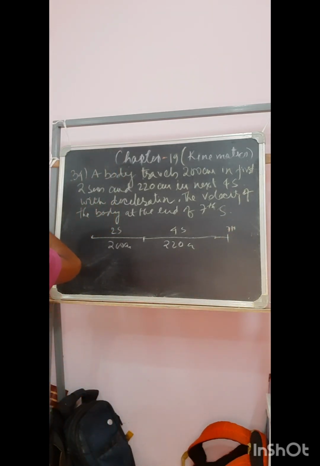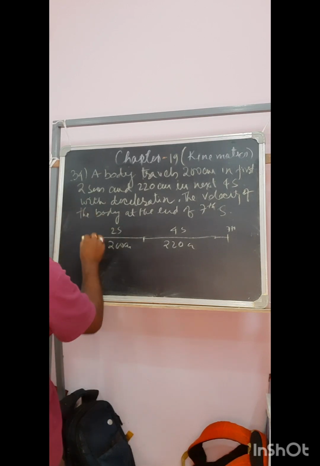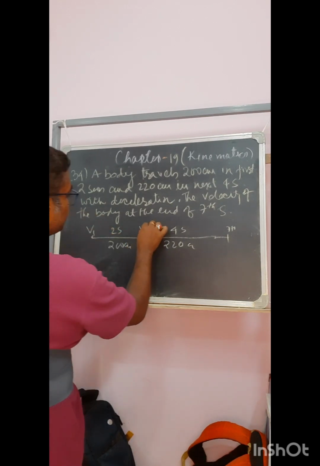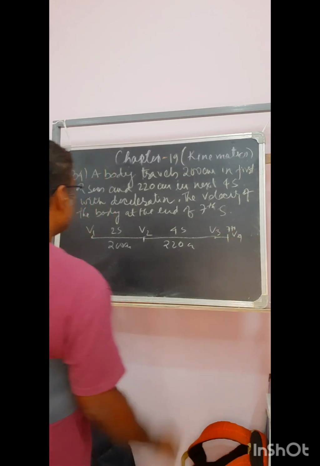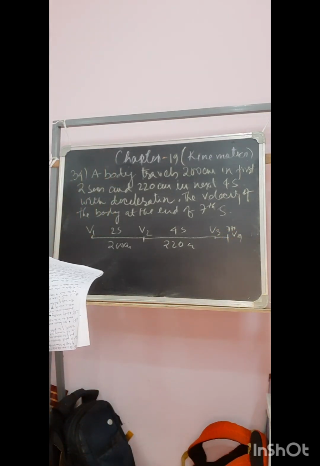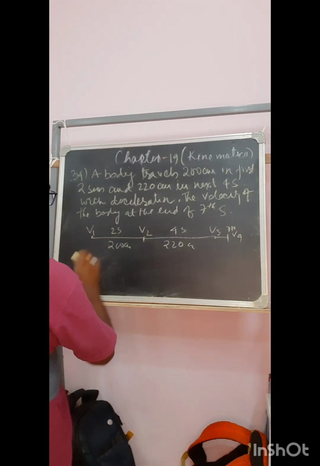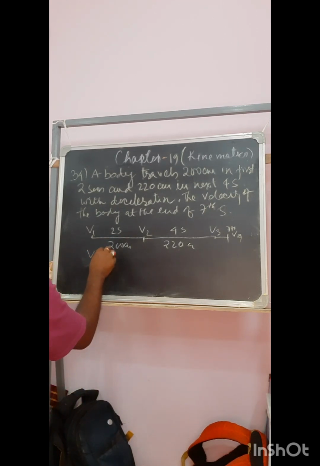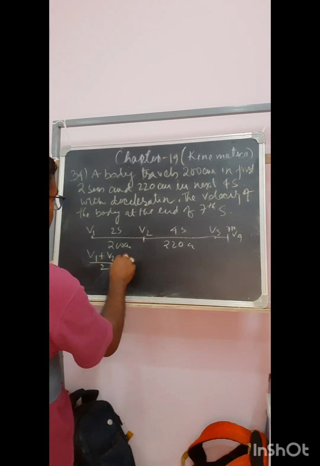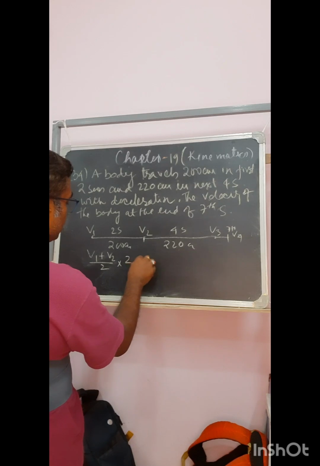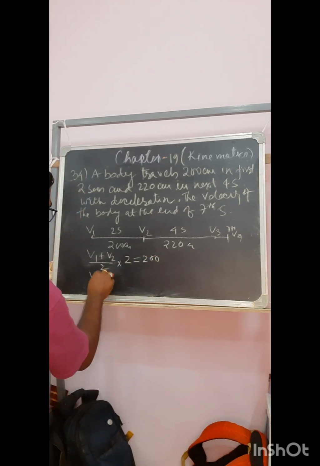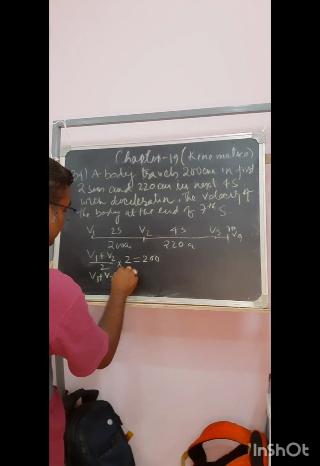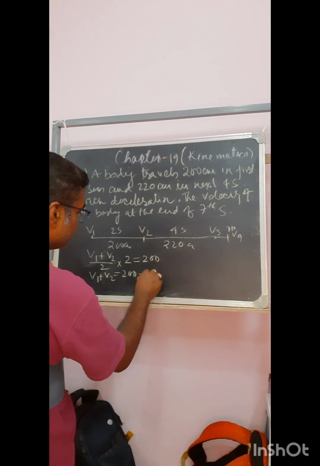So as it is moving, there is acceleration and deceleration. So let's say this is v1, this is v2, this is v3, and at the end v4. Now during the first segment of the motion, you can take that the average velocity is v1 plus v2 by 2, into the time, 2 seconds, will give the distance. So from here v1 plus v2 is equal to 200. It will be the first equation.